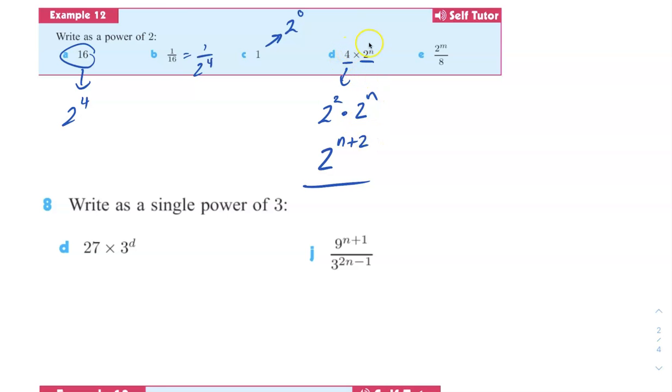Right, so again, I had to write 4. Since I want to write them all with the power of 2, I get 4 and 2 to be the same base of 2. So 4 is 2 squared. And then once you have this same base, add the powers.